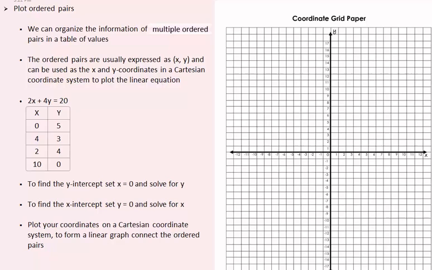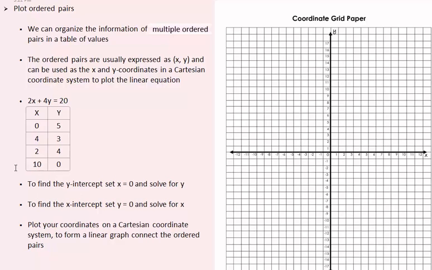So if we remember back to our equation that we had from our last slide, we had 2x plus 4y is equal to 20. And when we plugged in 4 for x, we saw that y was equal to 3. We can pick another value. Say if we picked 2, we'll see that when we plugged 2 in for x, y was equal to 4. And then we can try to solve to find the y-intercept by setting x to 0. And when we did so, we found that y was equal to 5. And then we can find the x-intercept by setting y equal to 0. And when we did so, we saw that x was equal to 10.